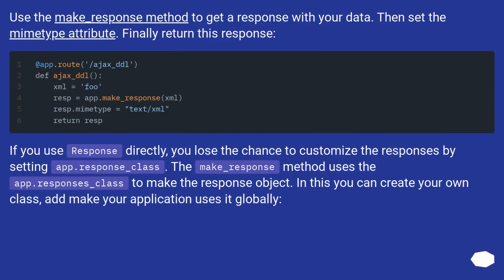Use the make_response method to get a response with your data. Then set the MIME type attribute. Finally return this response.